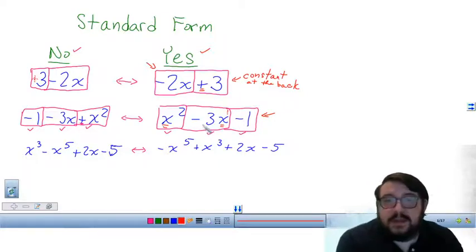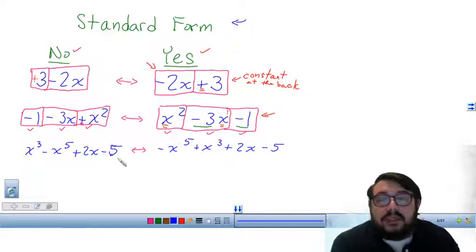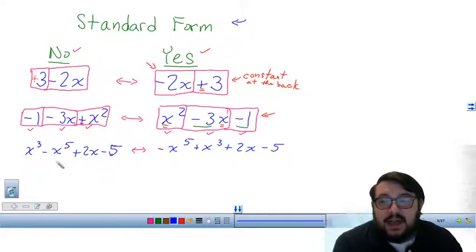The important thing to understand is that the coefficients, or these numbers that are in front of these terms, we really don't care about them. We only care about the variable and the variable's exponent when we're talking about standard form. So it's simple stuff. There's not a lot to think about.